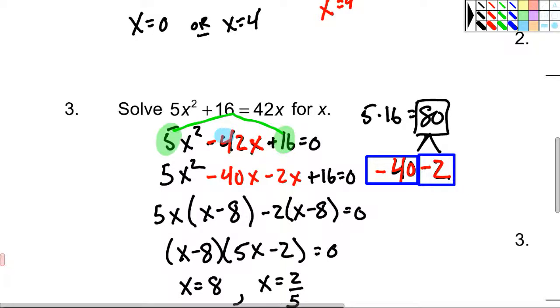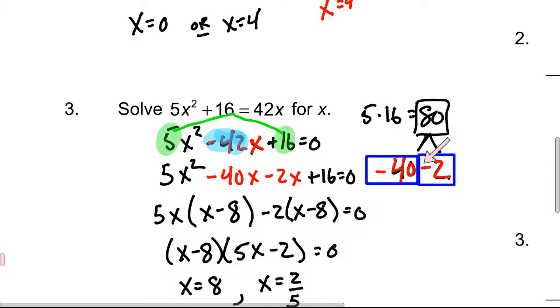Negative 42. So you start playing around with some factors of 80. 80 and 1, okay, yeah, but 80 and 1 do not add up to a negative 42. So you keep playing around with them, and then we figured out it was negative 40 and negative 2.